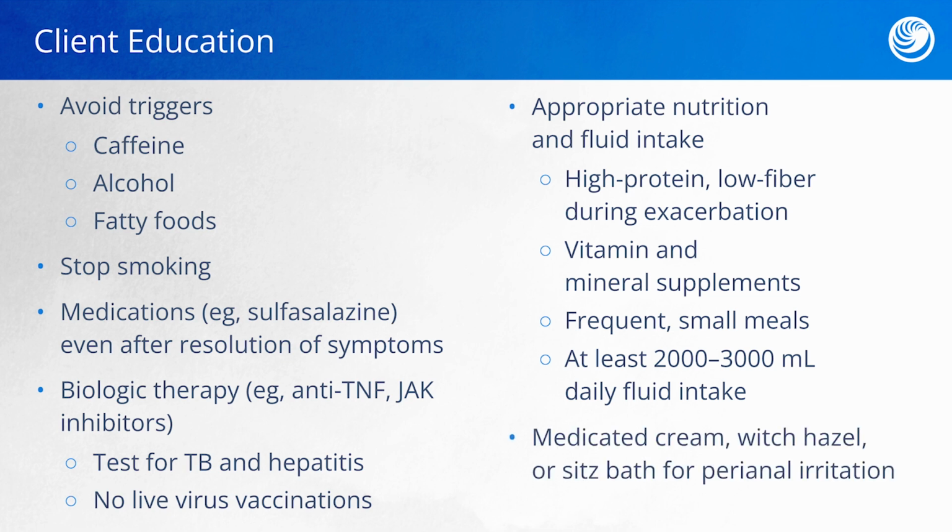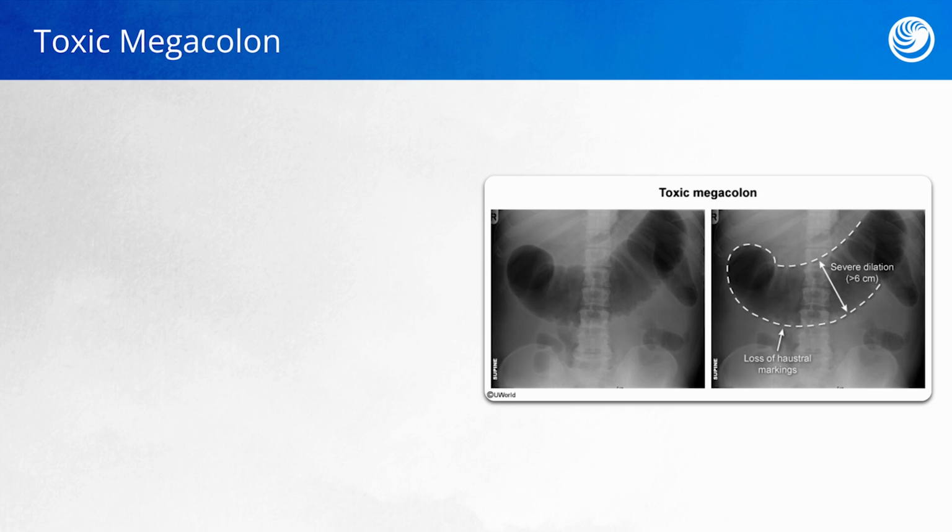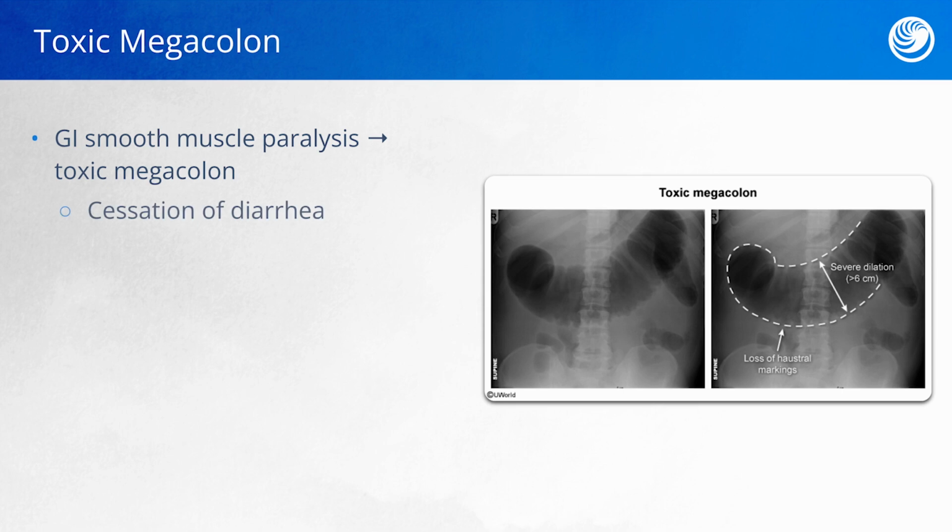Medicated creams, witch hazel, and sitz baths can be used for perianal irritation due to frequent diarrhea. Let's revisit toxic megacolon. Toxic megacolon is a life-threatening complication of ulcerative colitis that occurs from GI smooth muscle paralysis. If the inflammation of the colon is severe enough, the smooth muscle becomes paralyzed, which leads to cessation of diarrhea, as well as accumulation of gas and stool within the colon.